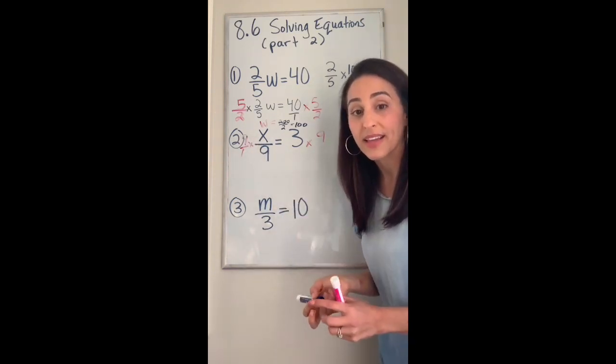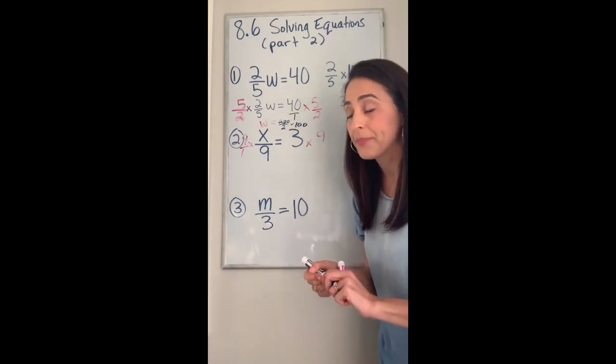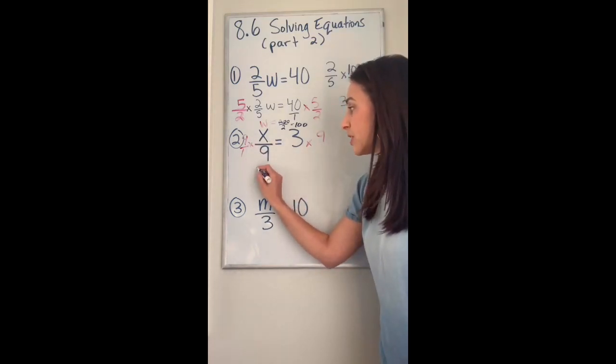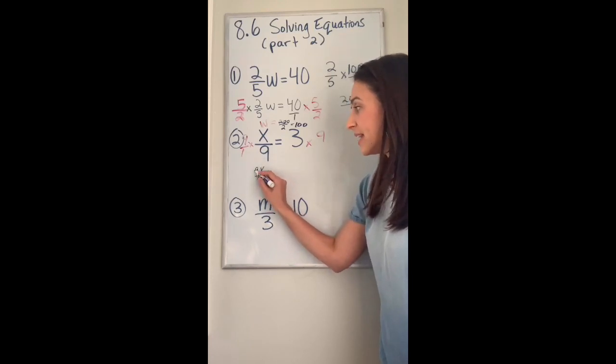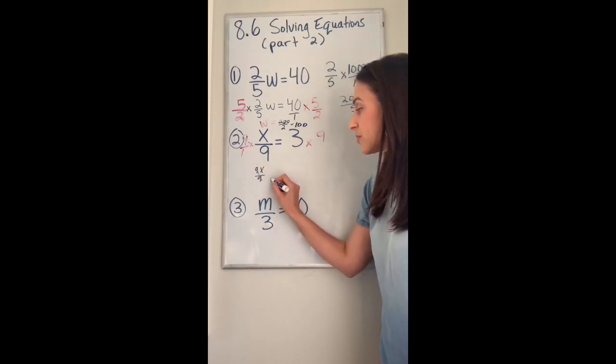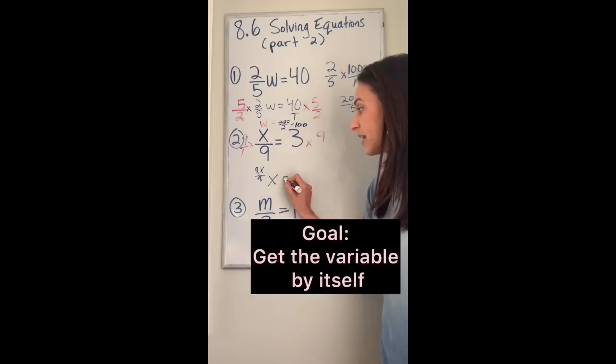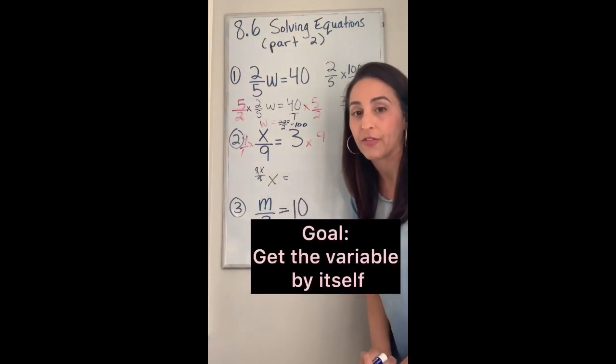Ms. Roman, why does it cancel out? I'm going to show you one time, okay? 9 times x would have been 9x. And 1 times 9 would have been 9. And 9 divided by 9 is 1. So I'm just really left with x. So I got the variable by itself.